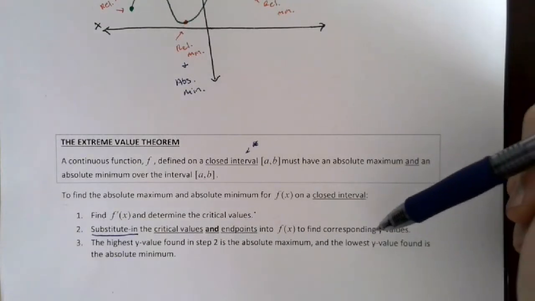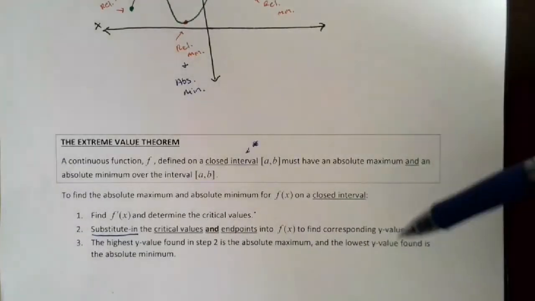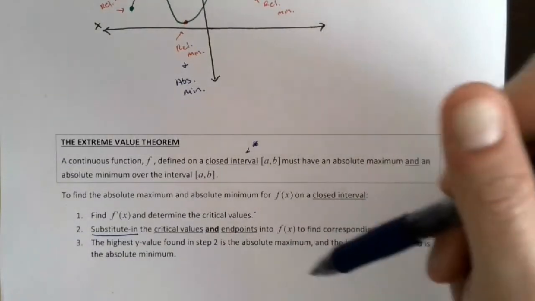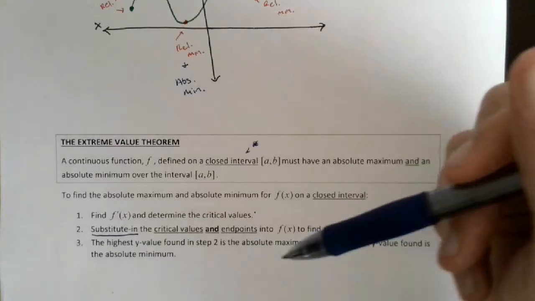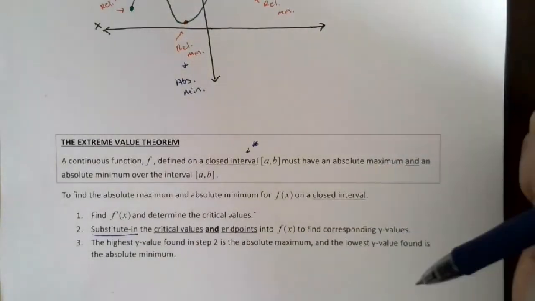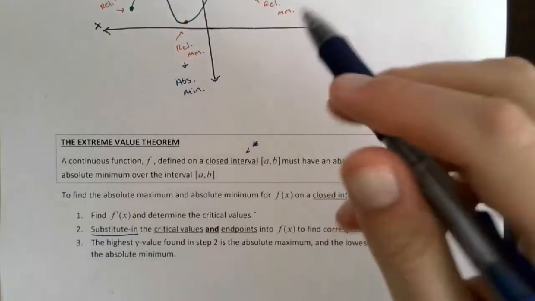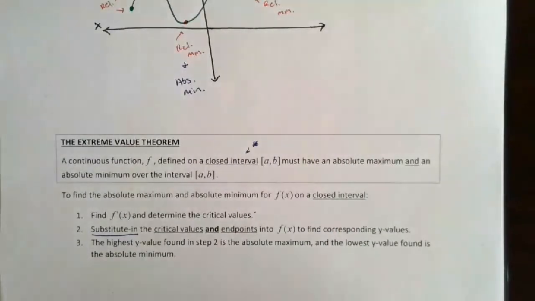So what you're really doing is you're looking to see, okay, what are the y values at all the critical values and at the endpoints? What are those corresponding y values? And then once you've done that, it's actually as simple as saying, okay, which y value was the highest? Well, that's the absolute maximum. Which y value is the lowest? That's the absolute minimum. And that's really what our steps are going to be. Let's take a look at an example here.